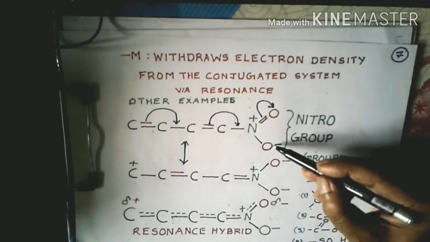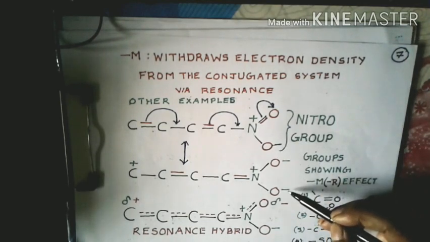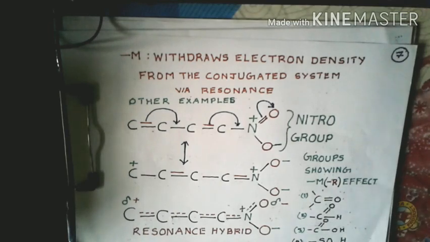And this oxygen atom here carries a full negative charge. So in the resonance hybrid also, this oxygen carries a full negative charge. So electron density is withdrawn by nitro group from the conjugated carbon system.